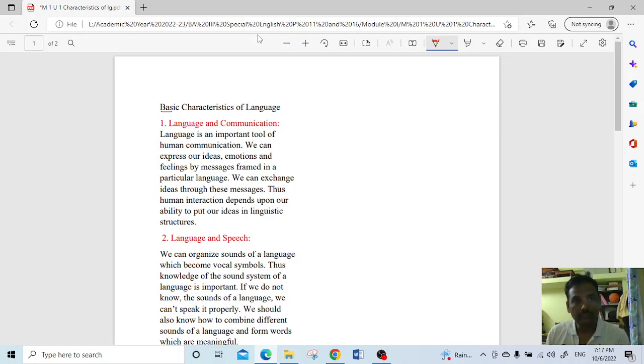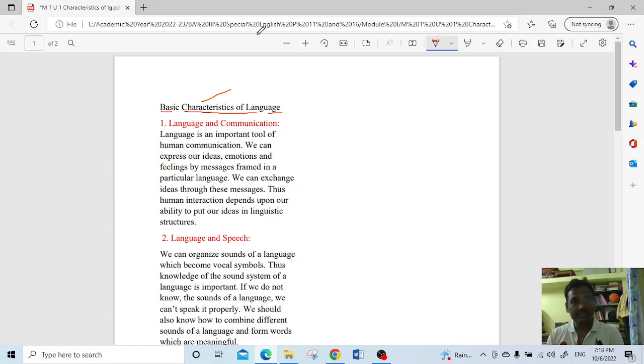Dear students, let's today understand basic characteristics of language. Here characteristics means features or in Marathi वैशिष्ट्ये. Now these features or characteristics are not of English language but of all languages. These characteristics are basic. It means that they are common to all languages.